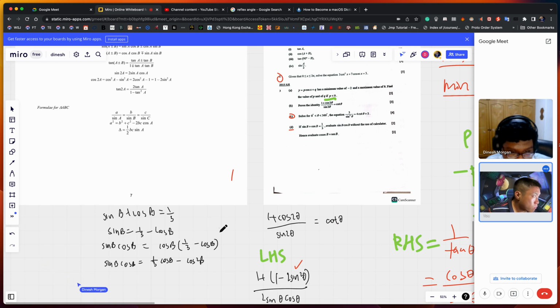Yeah. I don't think there's a way. I'm not sure you can approach it this way. Do I need to change it to sine square b plus cosine square b? I think this approach does not work.